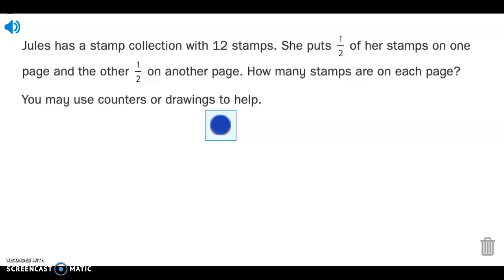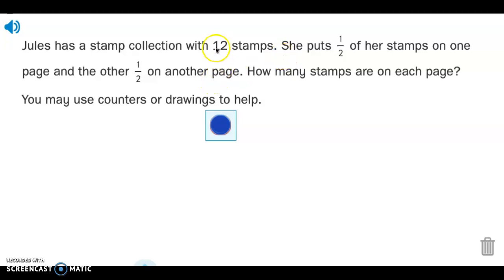All right, third graders, this is lesson 7-12. It's our last one before our math checkup. Okay, you're going to need out a separate sheet of paper, and our math message says, Jules has a stamp collection with 12 stamps. She puts half of her stamps on one page and the other half on another page. How many stamps are on each page? You may use counters or drawings to help, so you can use either strategy.